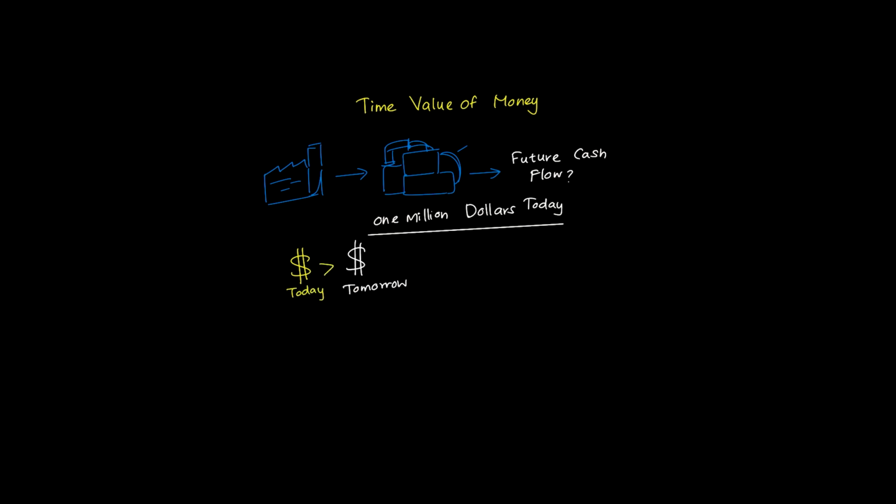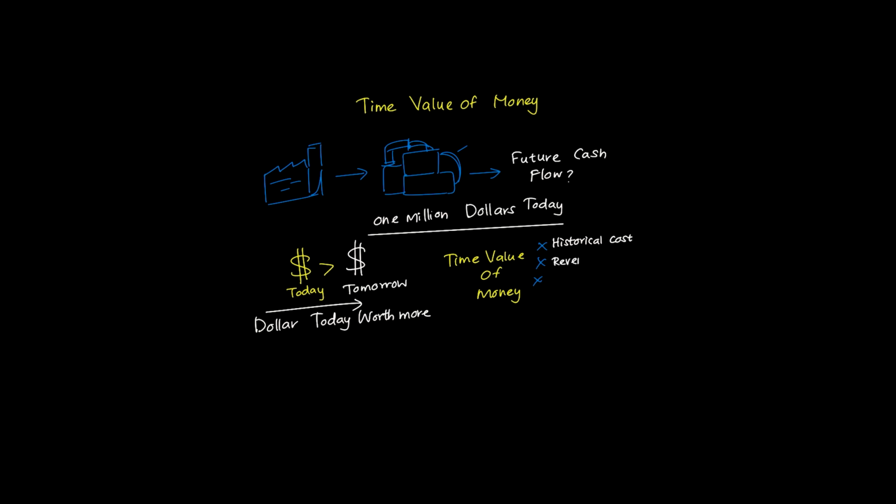Time value of money recognizes a fundamental truth. A dollar today is worth more than a dollar tomorrow. Why? Because a dollar today can be invested and earn returns. It can be used immediately. It's certain, whereas future dollars carry uncertainty.